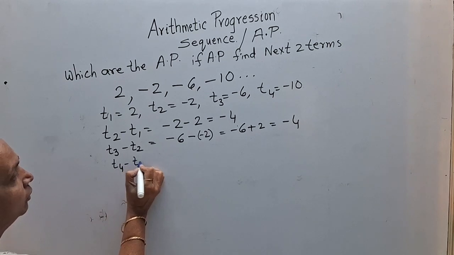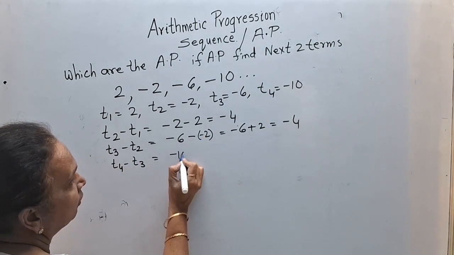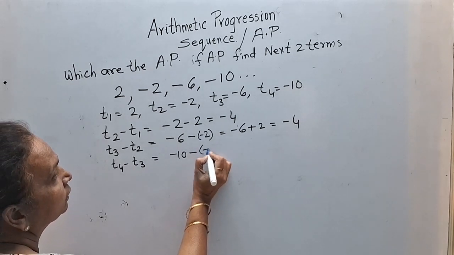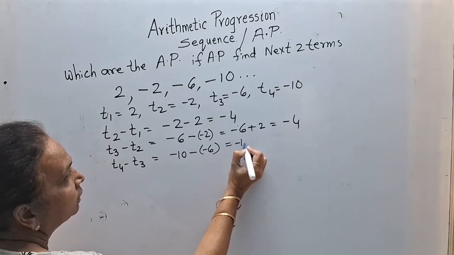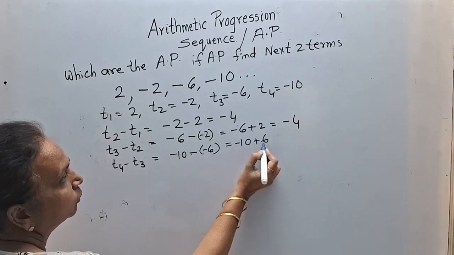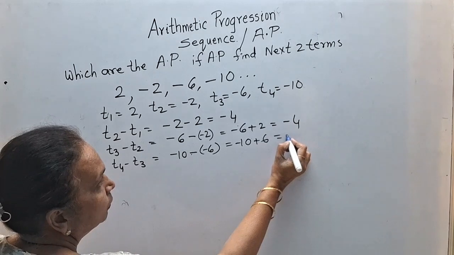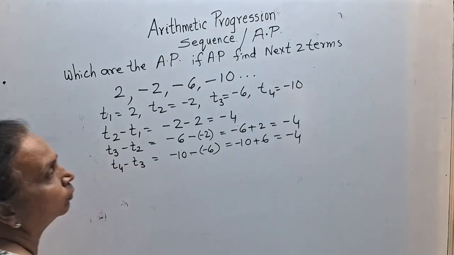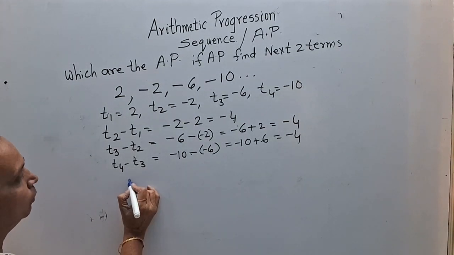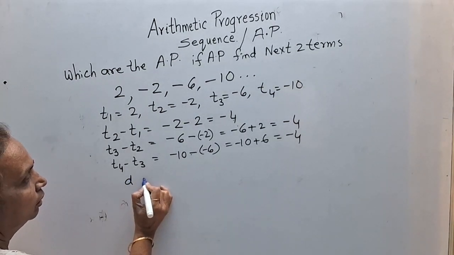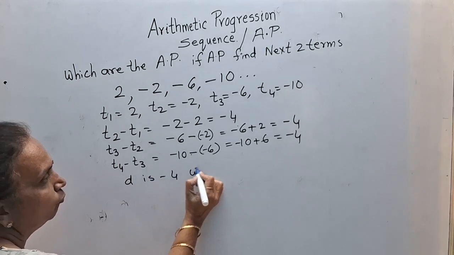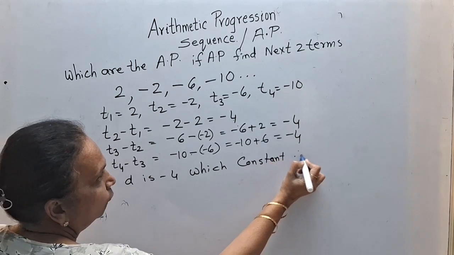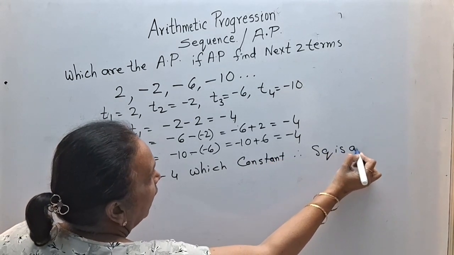T4 minus T3. T4 is minus 10, minus T3, which is minus 6. That is minus 10 plus 6. Minus into minus is plus. One is plus, one is minus, so take the minus sign of the greater number. Minus 4. So you see minus 4, minus 4, minus 4. The common difference is constant. So I am going to write D is minus 4, which is constant. Therefore, the sequence is an AP.